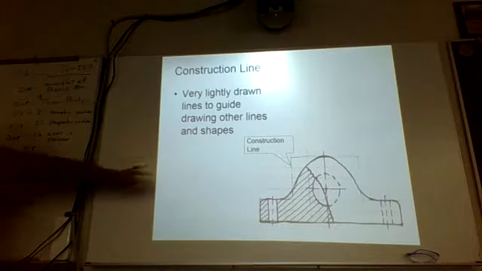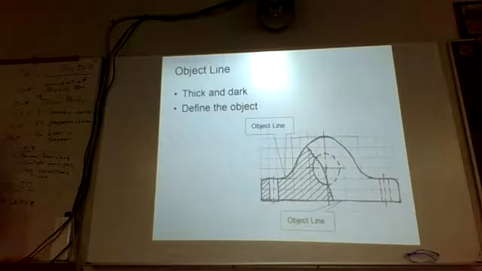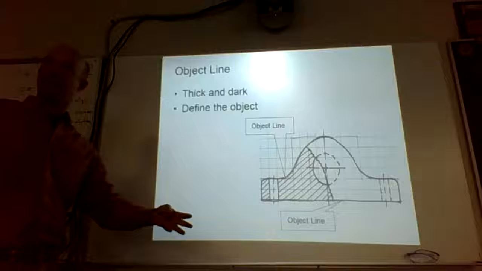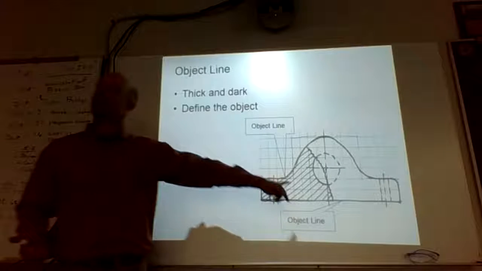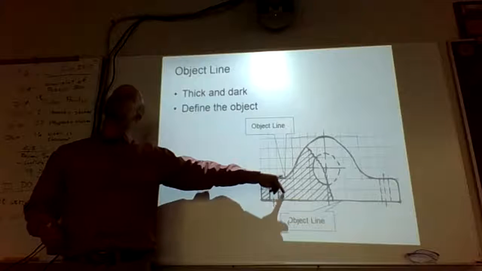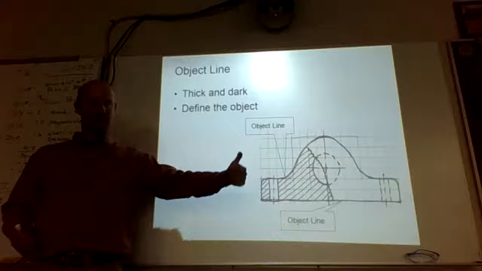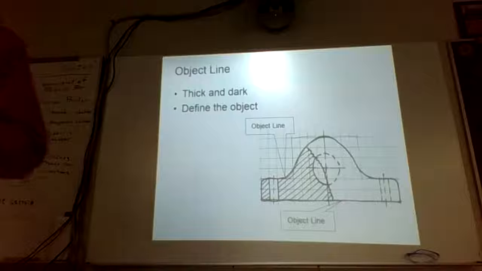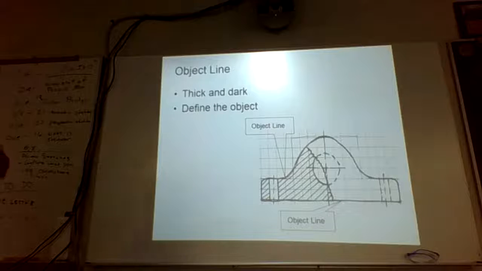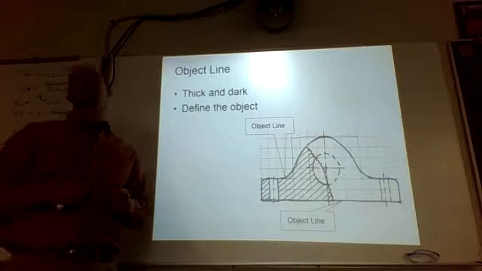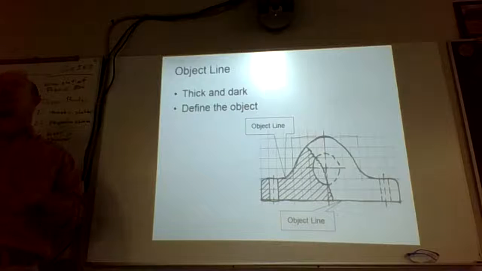The next one, object lines. Object lines are the actual lines that show the part. Now, this is a 2D drawing. Everybody see that compared to a 3D drawing? Okay. This is the start of blueprints or multi-view drawing. We're just going to be calling it multi-view sketching.